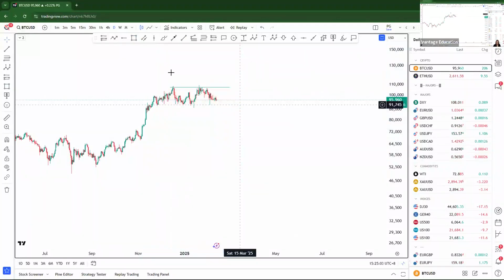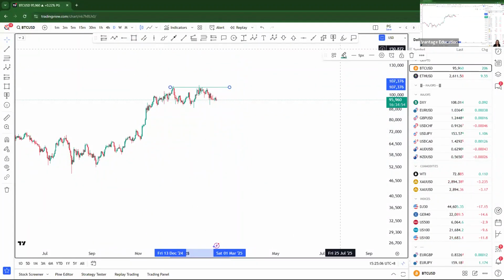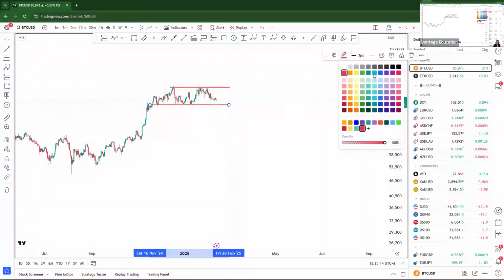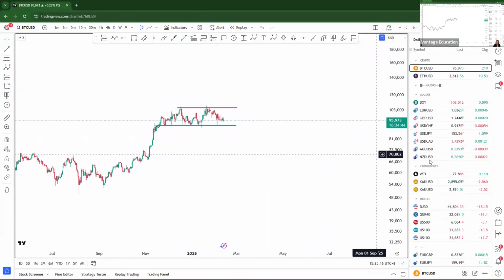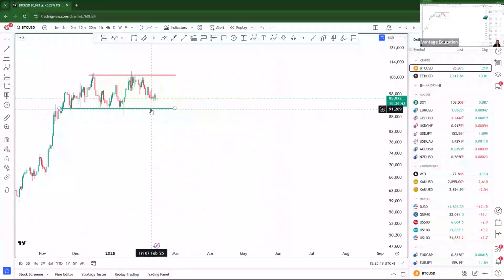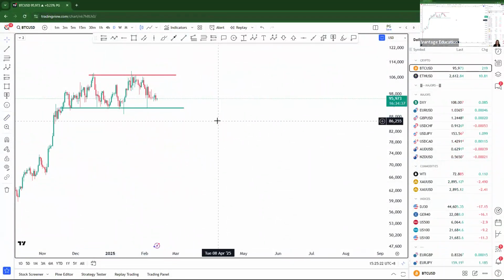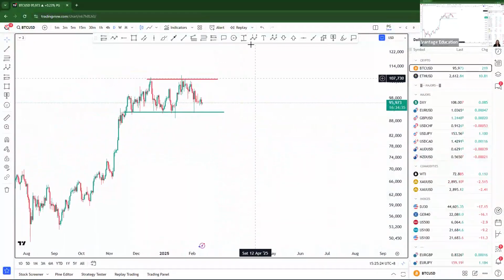You can see that this is the resistance, right? You sell at the resistance, and then we buy at the support level. You can see that based on the BTC daily time frame, it's just a ranging market. Okay, it's just a horizontal channel.